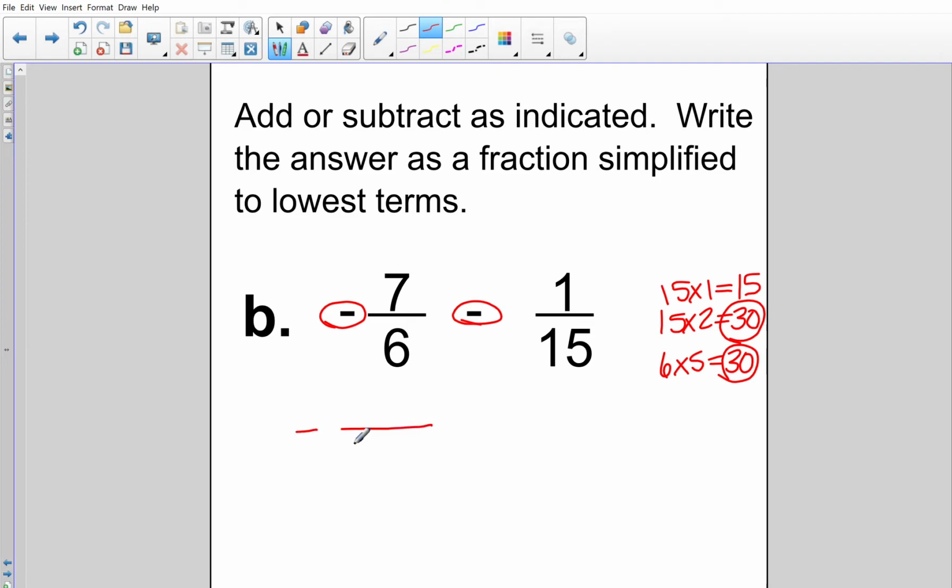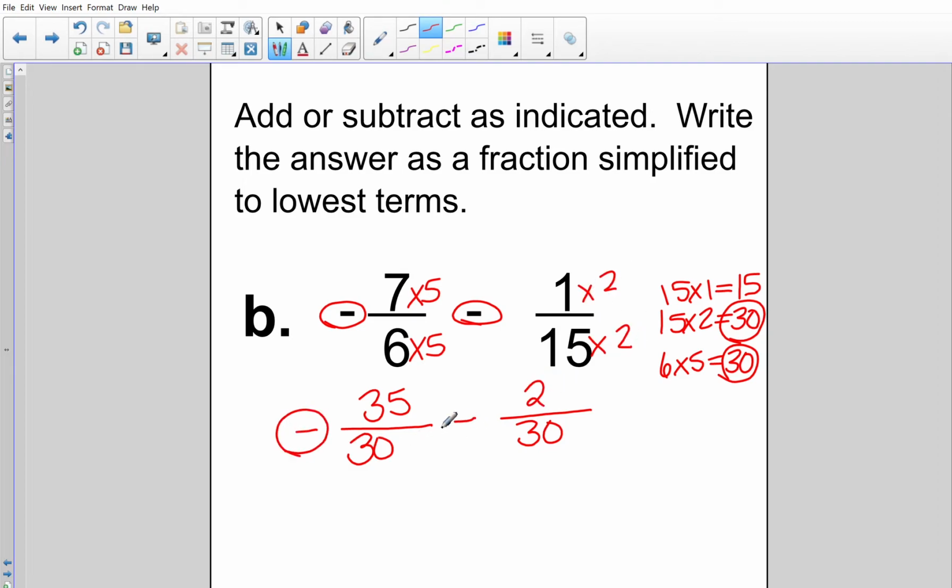So I'm going to rewrite this with new denominators of 30 and keeping my signs. We're going to really watch my signs. So 6 times 5, 7 times 5, 15 times 2, and 1 times 2. Now be careful, since they're both negative, that means we're going to add them and keep the same sign. So this becomes a negative 37 over 30. Okay?